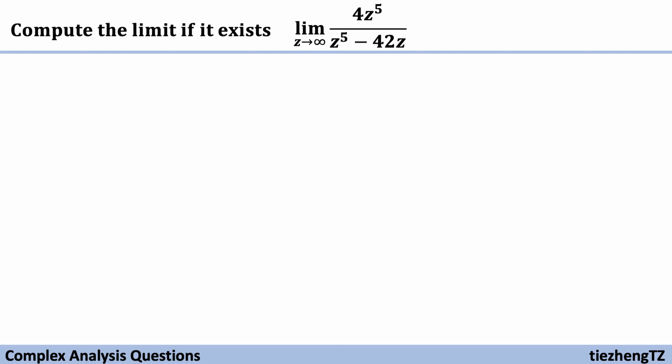So first, when we look at this given function, when z approaches infinity, it seems that the numerator part and the denominator part both approach infinity. And it seems we cannot figure out the limit of this function.